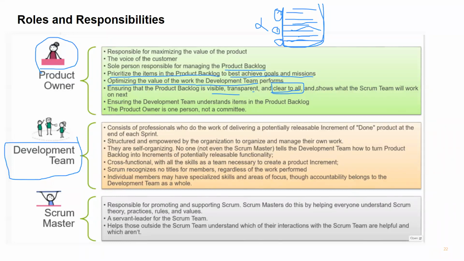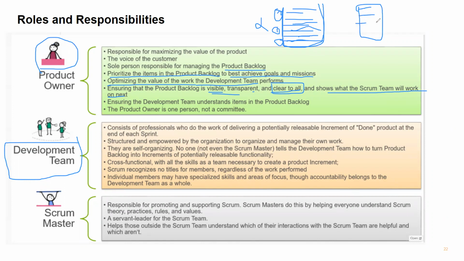And show what the Scrum team will work on next. So basically this will be very clear. It is visible, meaning he will make sure that anything there, a story or a requirement, is articulated.